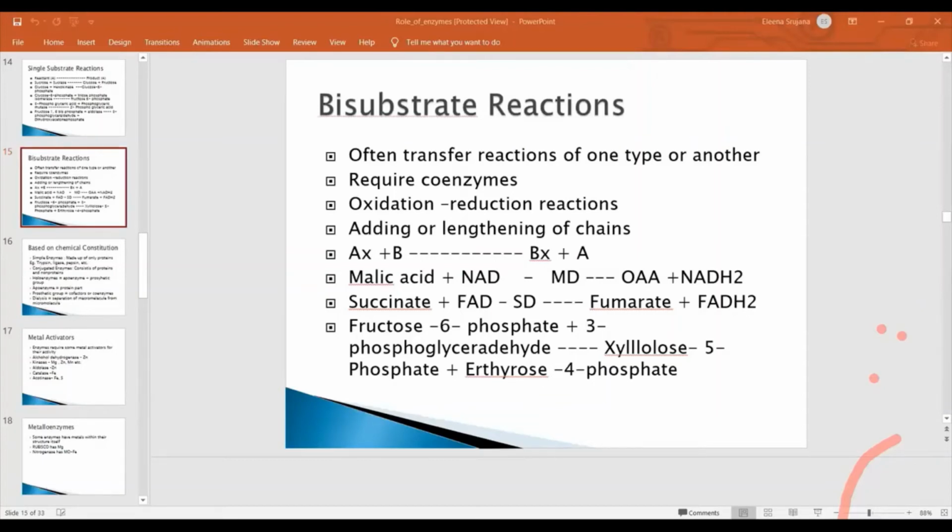You have so many, or cyanocobalamin. You have different types of coenzymes, and these coenzymes are usually helpful in the bi-substrate reaction for the enzyme to get the product.